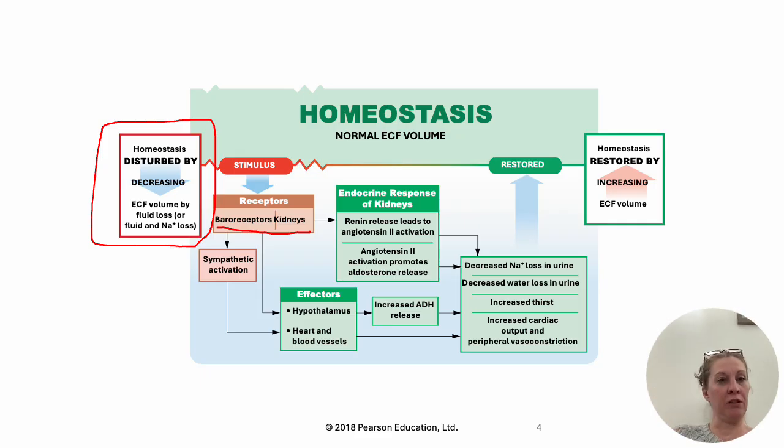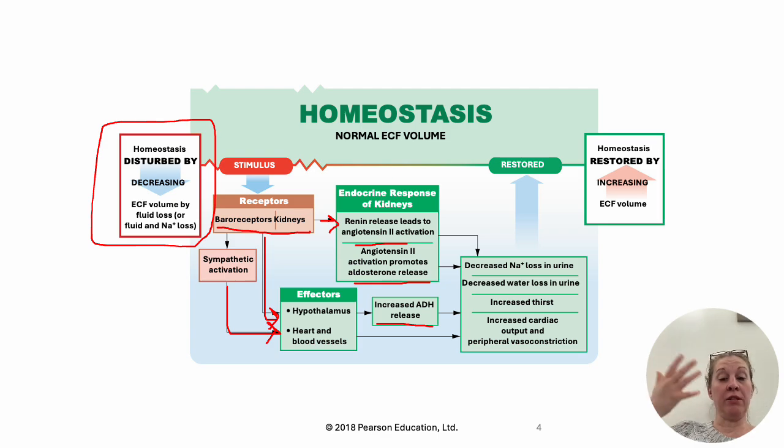kidneys, those juxtaglomerular cells. That's going to promote sympathetic activation of the heart and the blood vessels. It's going to promote the hypothalamus getting activated and releasing more antidiuretic hormone. It's going to directly secrete renin, and those juxtaglomerular cells are going to secrete renin, which helps with the conversion of angiotensin 1 to angiotensin 2, and that's going to promote aldosterone release. And the outcome of all that is you're going to have a decrease in sodium loss in the urine, a decrease in water loss in the urine, because remember, water follows sodium, and then you're going to have increased thirst.